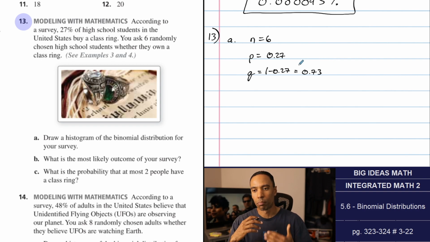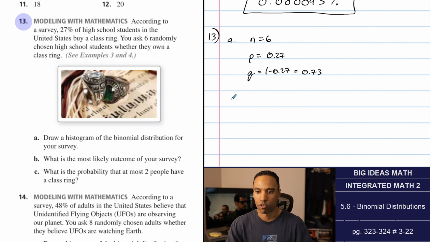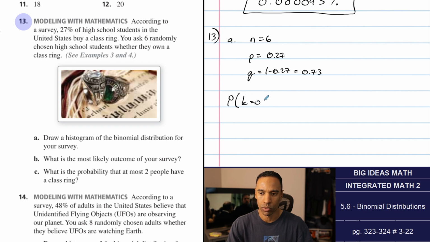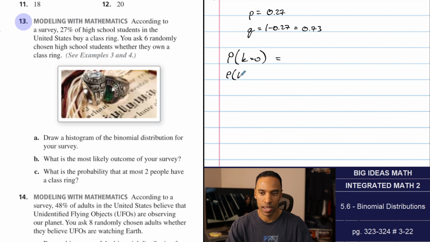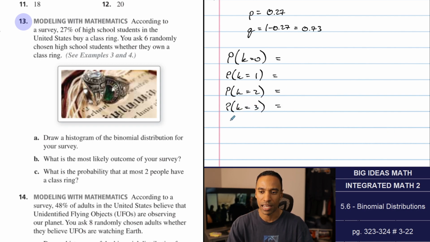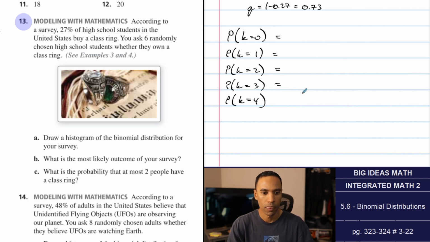Now, we're going to be doing a breakdown of this thing for probability if K equals 0, so that's nobody has a class ring, to 1 person has a class ring. We got to do all of these. 2, 3, 4, 5, and 6. There's no way around that. Even in the histogram, we have to do this. Did they say make a table? No, they said draw a histogram. I'll just do it this way. Table would have been just as fine.